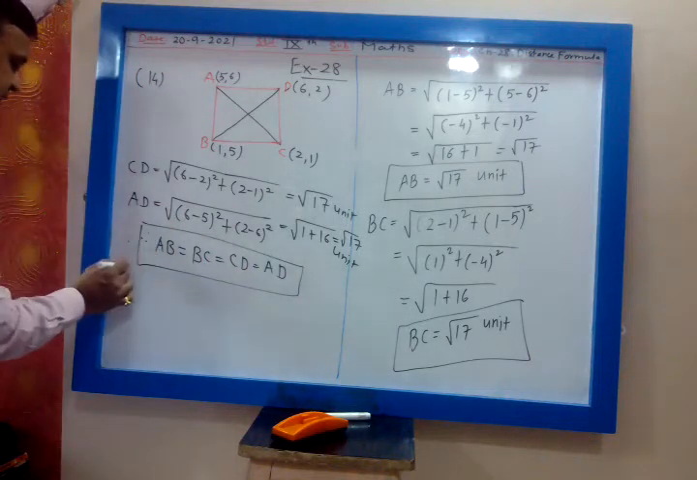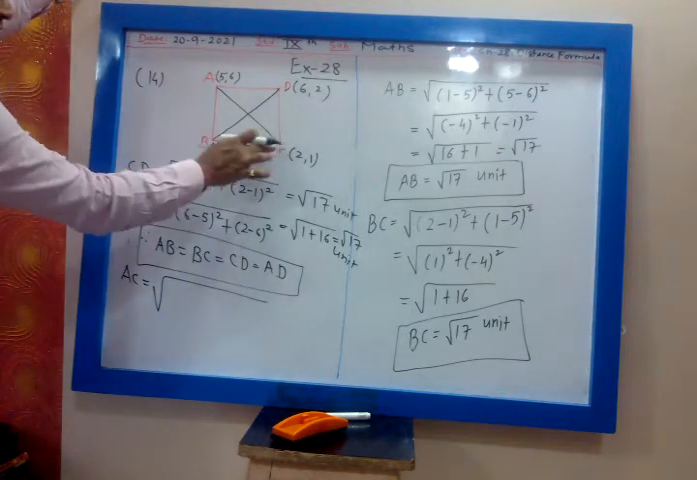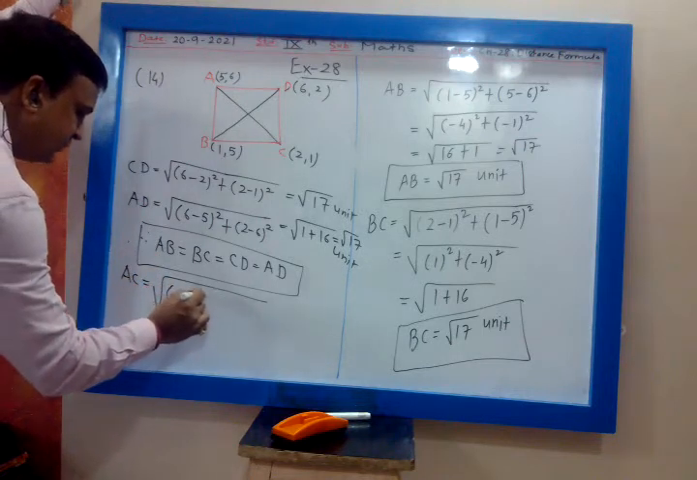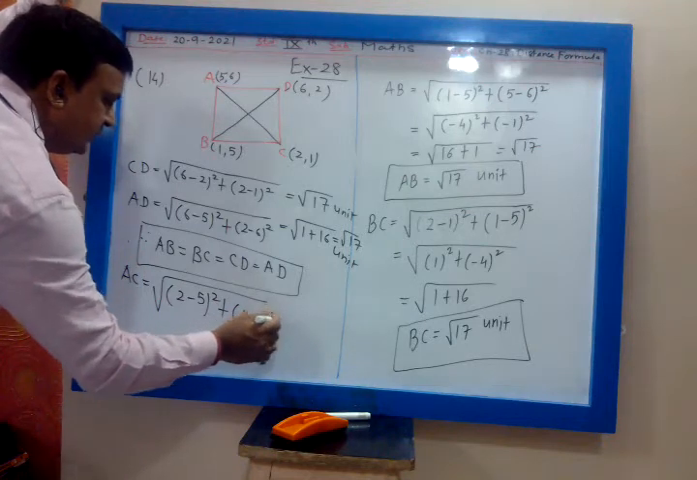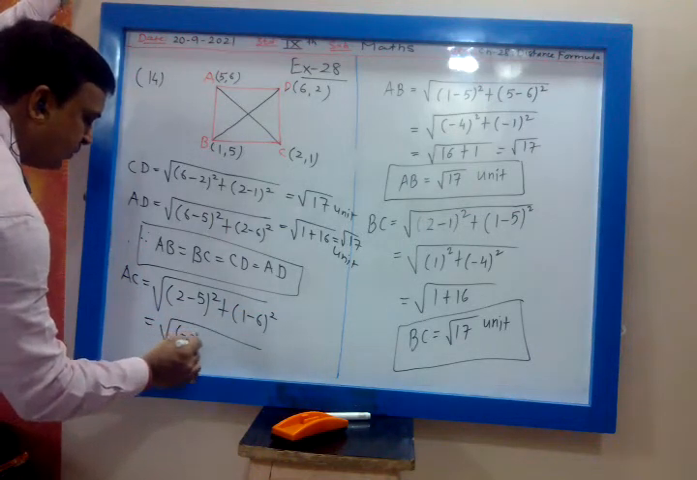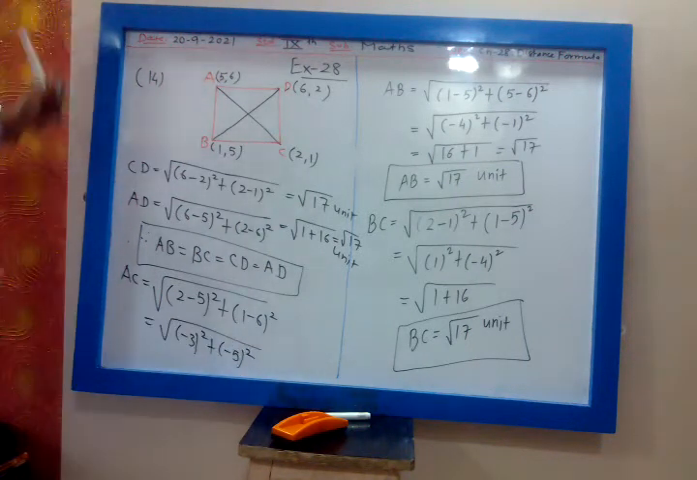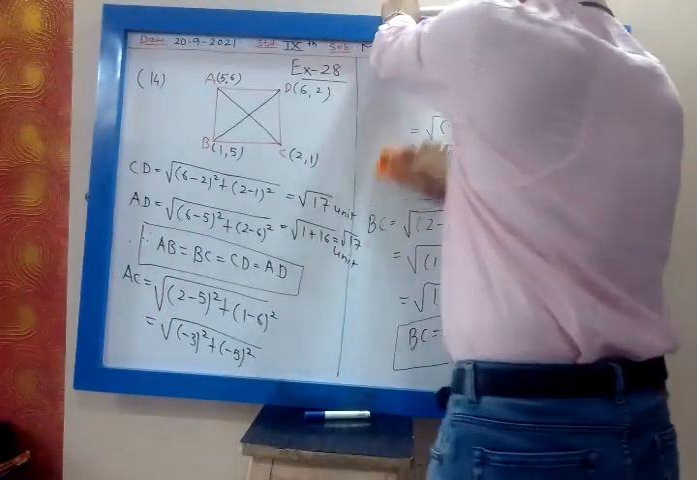Let us find AC. So that is square root of, AC diagonal, (2 minus 5) whole square plus (1 minus 6) whole square. So 2 minus 5 is minus 3 square plus 1 minus 6 is minus 5 whole square. Minus 3 square is the same as 3 square. Minus a square is the same as a square.